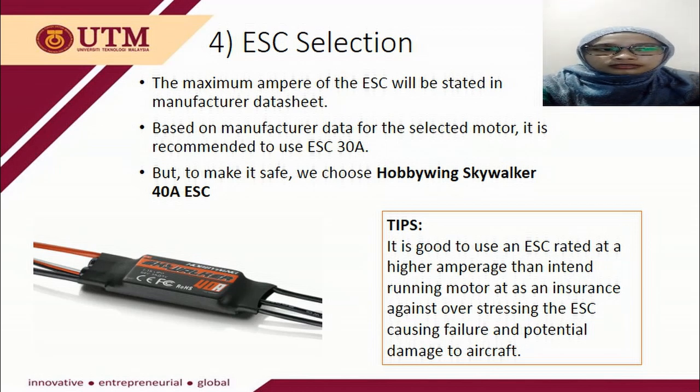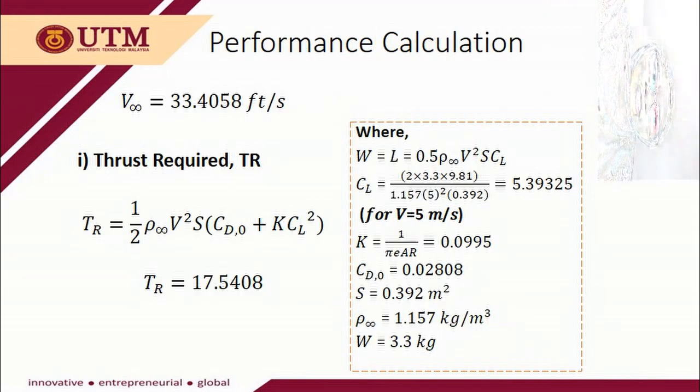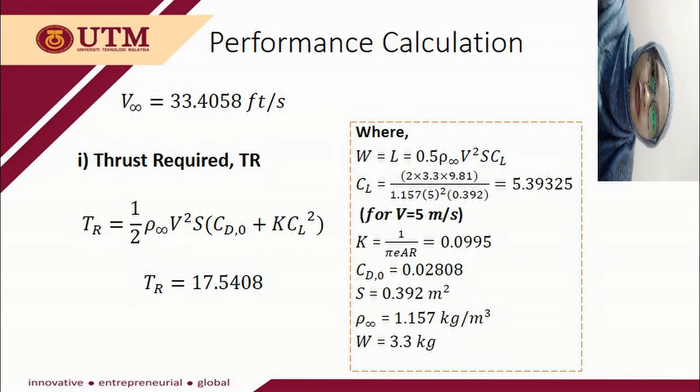The Vstall that we obtained for our aircraft is 33.4058 feet per second. The first parameter that we calculated is thrust required. The equation that we use to calculate thrust required is stated in the slide. After inserting all the parameters needed in the equation, we obtain thrust required for our aircraft is 17.5408.